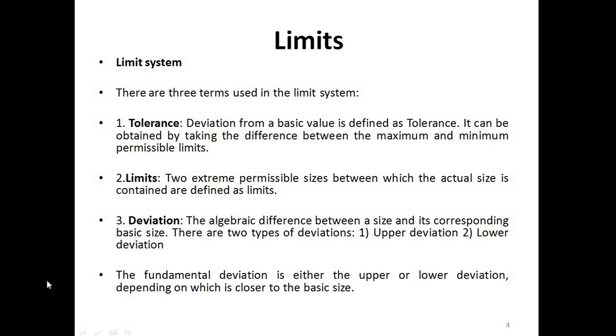Limit system. There are three terms used in the limit system. The first one is tolerance. Tolerance comes under limits because we are giving an upper limit and a lower limit to the tolerances. Deviation from a basic value is defined as tolerance. It can be obtained by taking the difference between the maximum and minimum permissible limits.